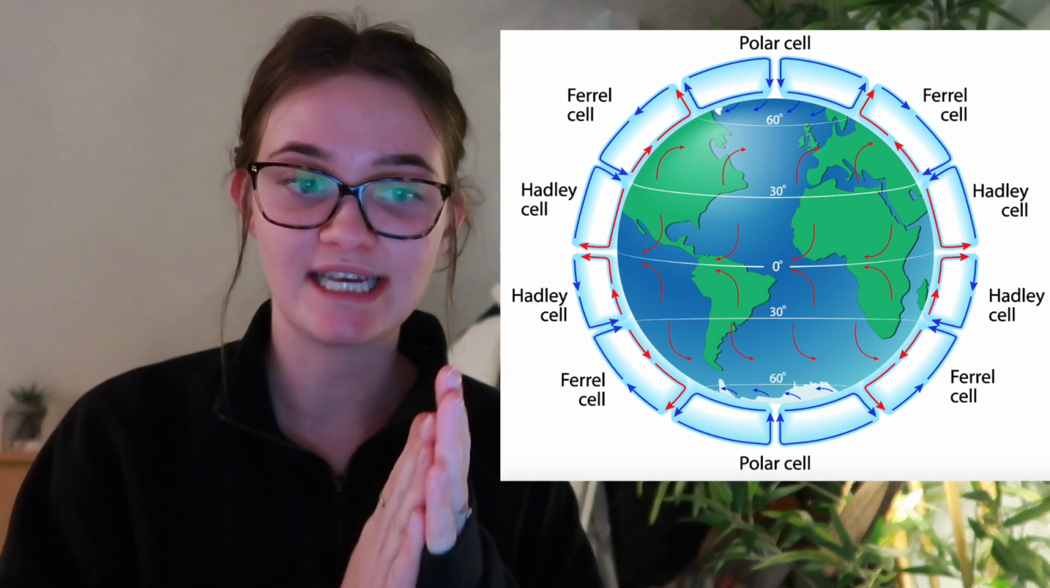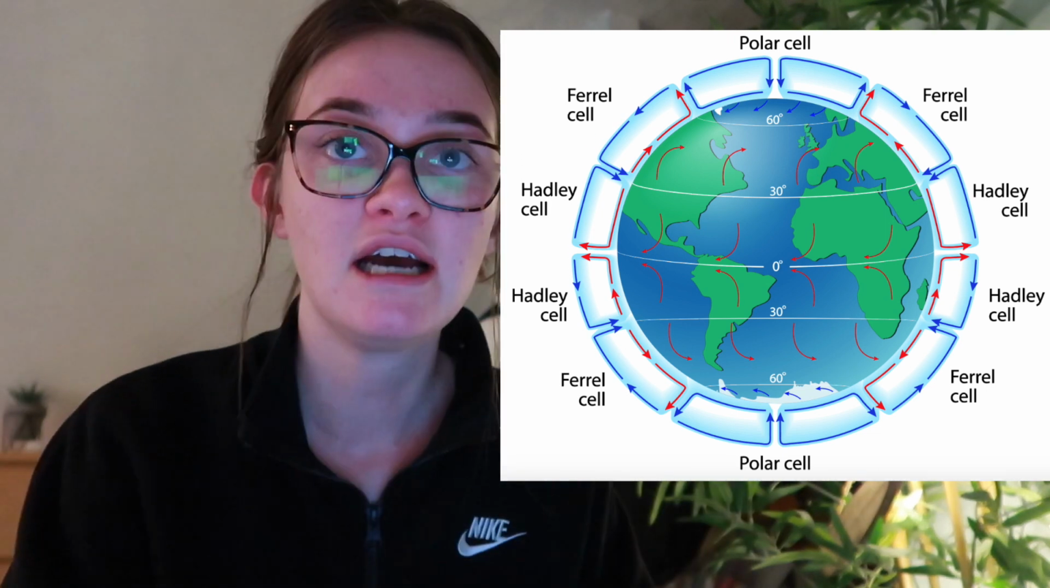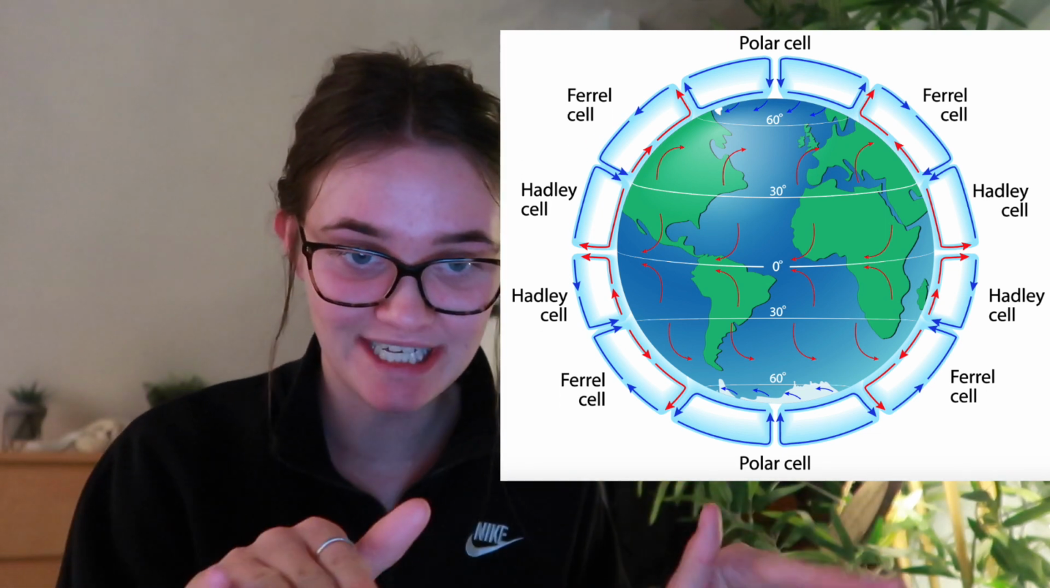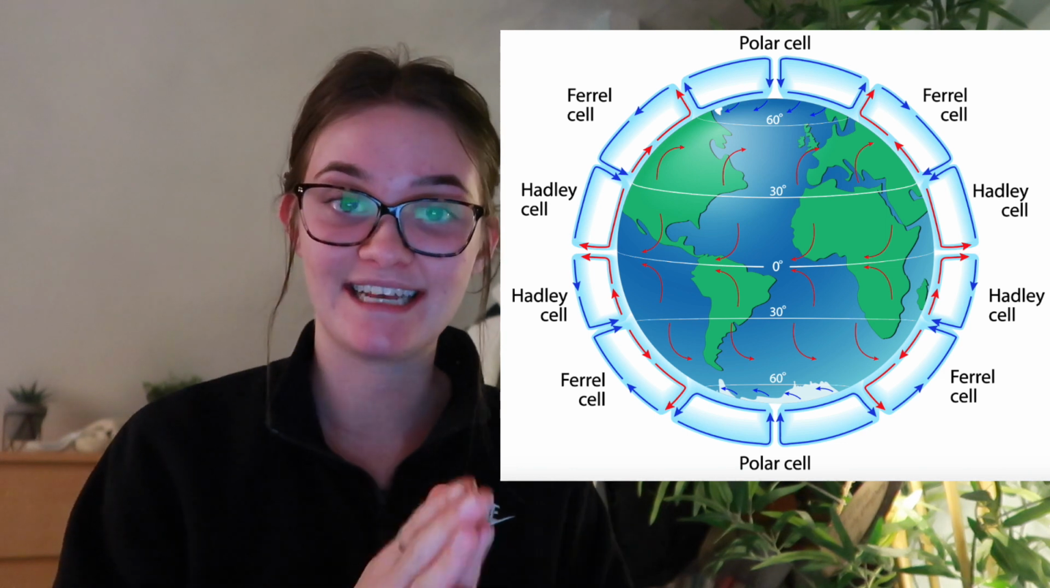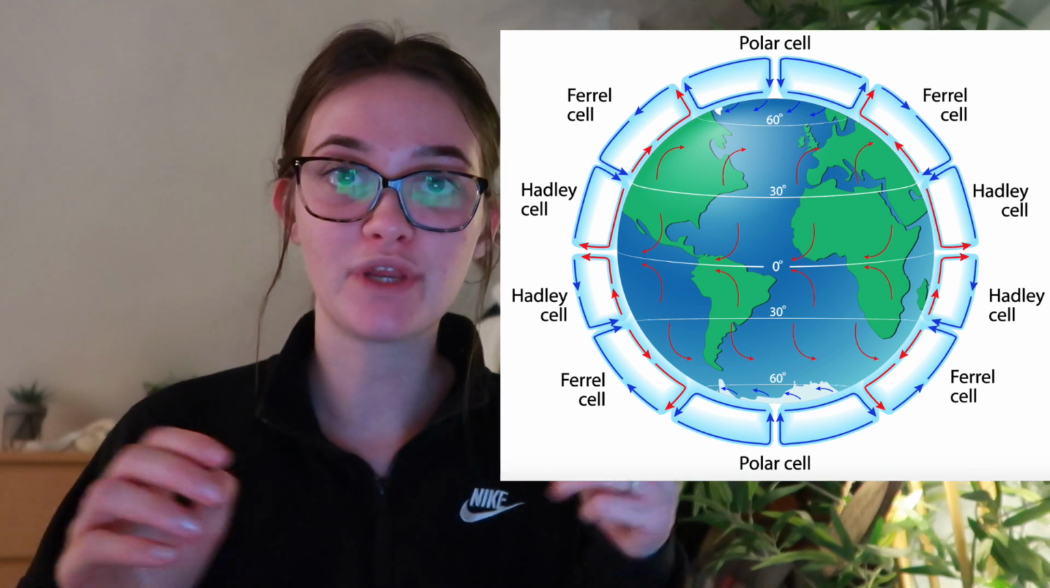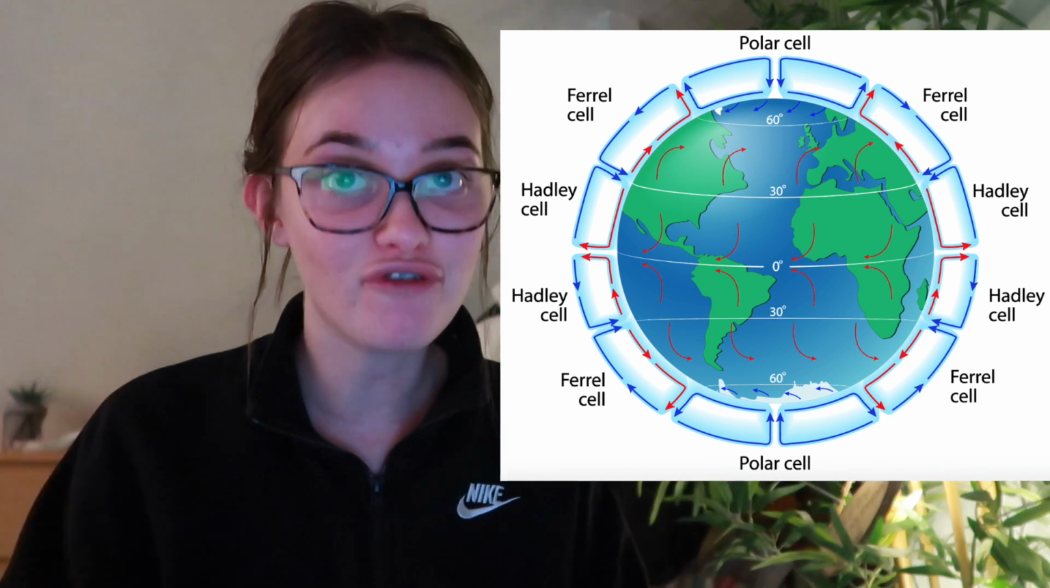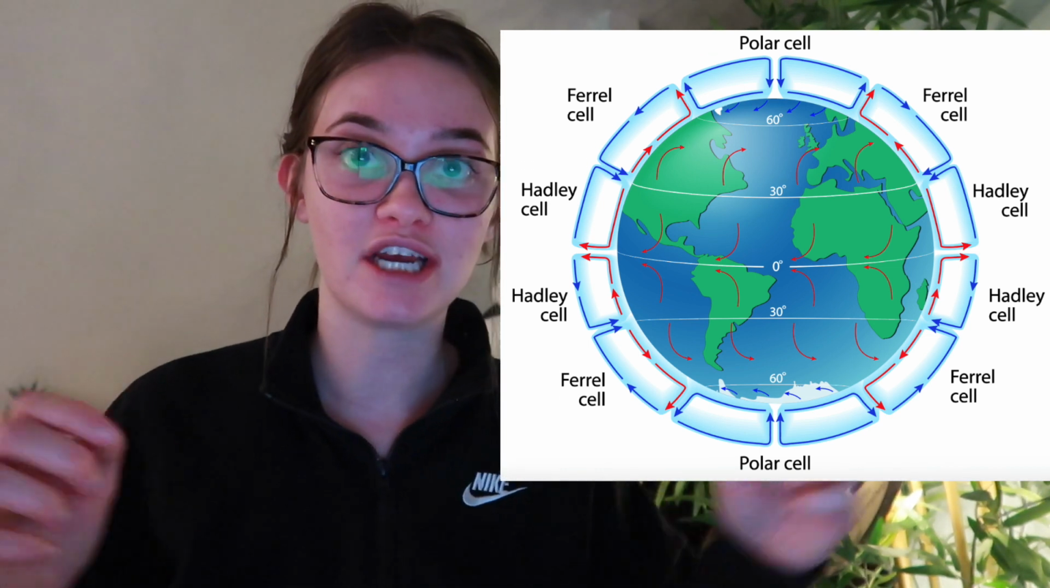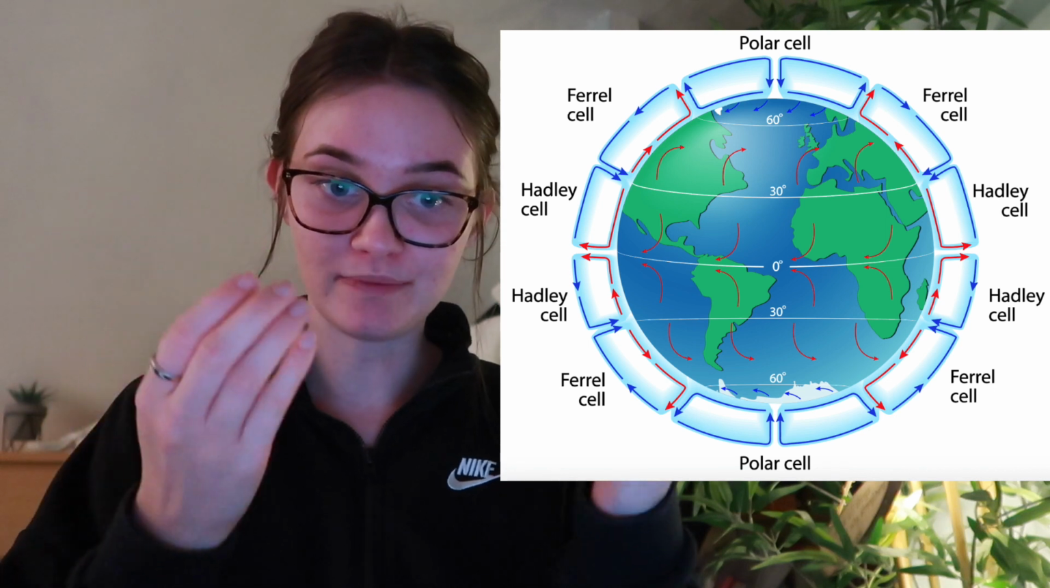So if you look at the equator, 0 degrees, at 0 degrees we have the Hadley cell in the northern hemisphere. You'll see on the left and right of the picture the Hadley cell. At the equator, the hot air rises. It's an area of low pressure and hot air rises up.